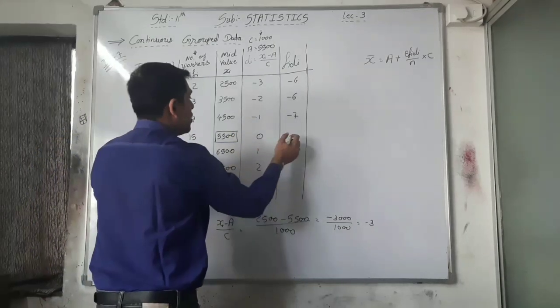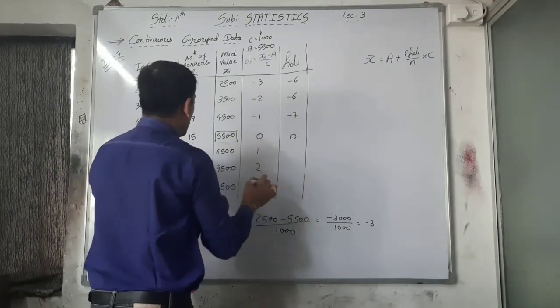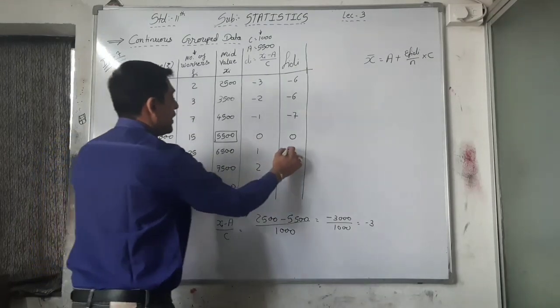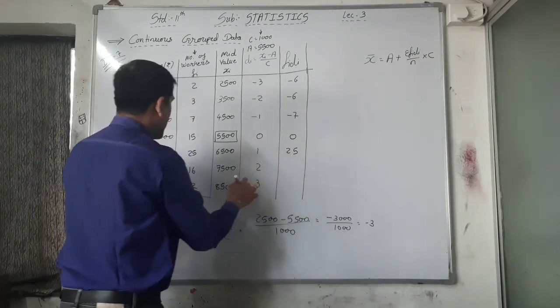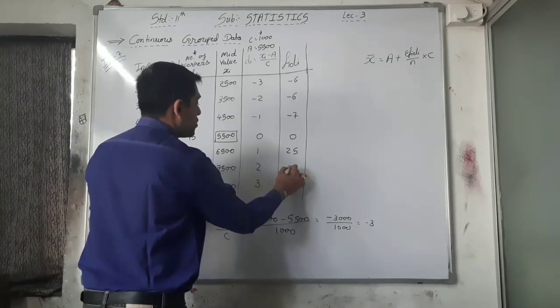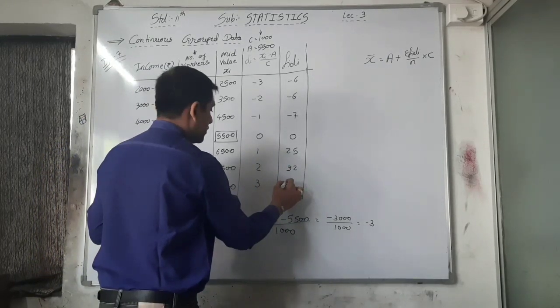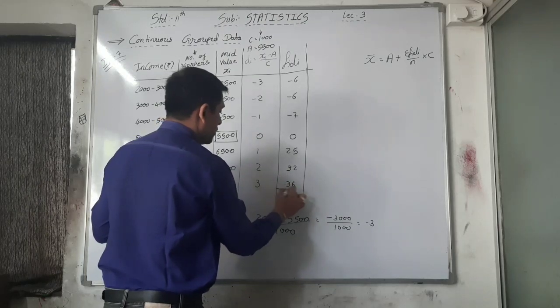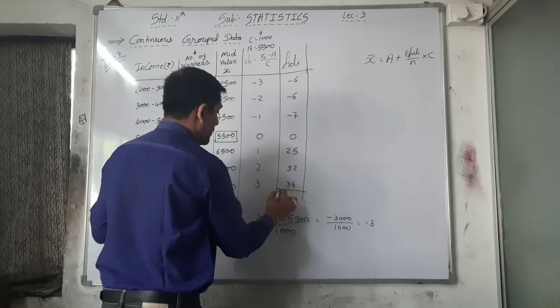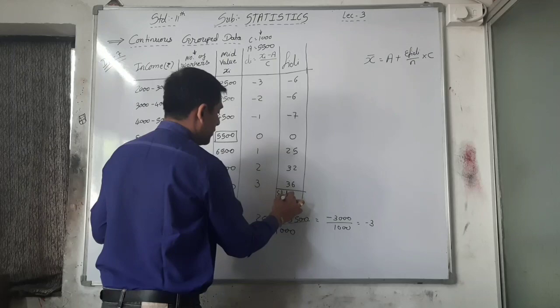Now 15 into 0, that is 0. 25 into 1, that is 25. 16 into 2, that is 32. And 12 into 3, that is 36. So find out what is sigma fi di.